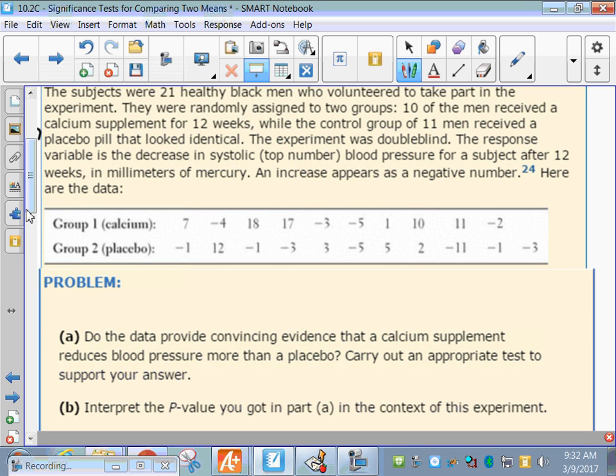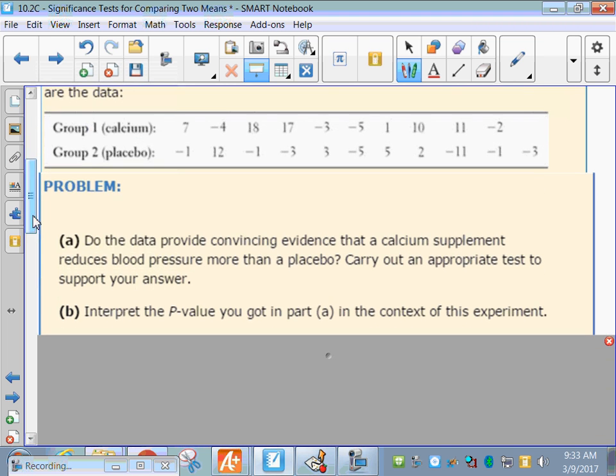And the response variable is the decrease in systolic blood pressure for a subject after 12 weeks in milligrams of mercury. An increase appears as a negative number. Here are the data. So calcium people, placebo people. So do the data provide convincing evidence that a calcium supplement reduces blood pressure more than a placebo? Carry out an appropriate test to support your answer. All right, so we need to do state, plan, do, conclude.